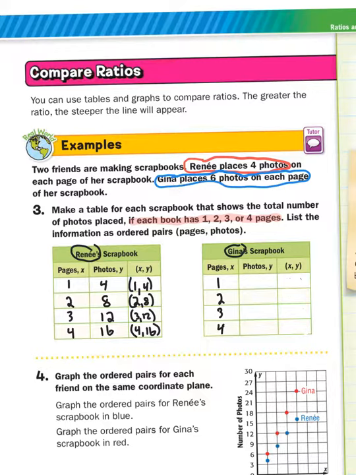I'm going to do the same over for Gina's, but remember, Gina, in blue here, it says Gina places 6 photos on each page. So one page has 6 photos, 1, 6. 2 would have 12, because 6 plus 6 is 12. 2, 12. And we'll keep doing that. 3 would have 18. And 4 would have 24.